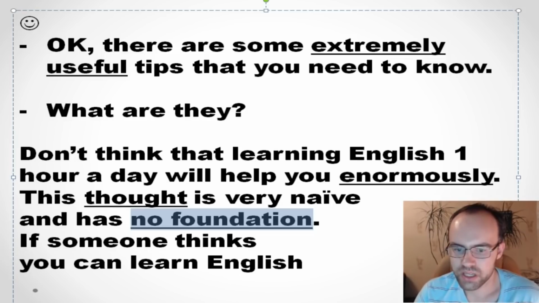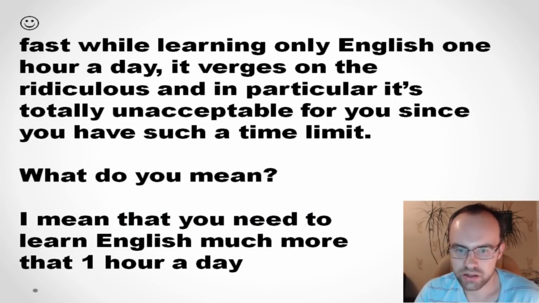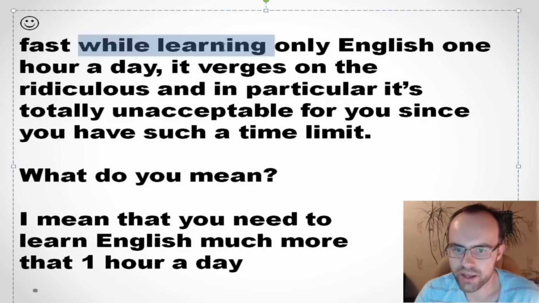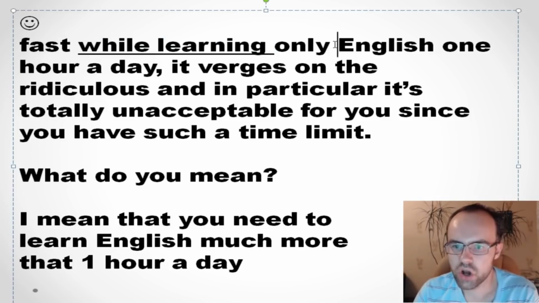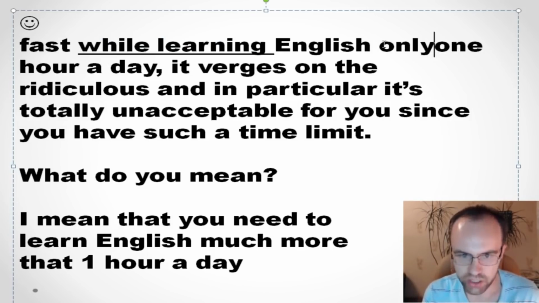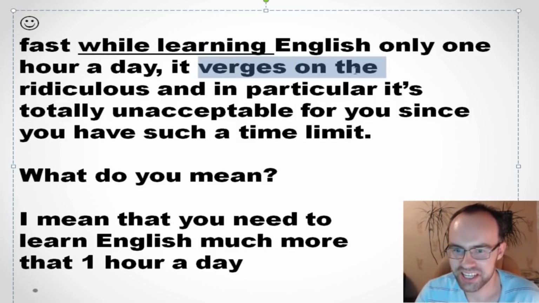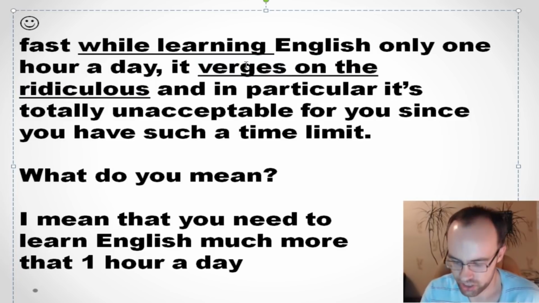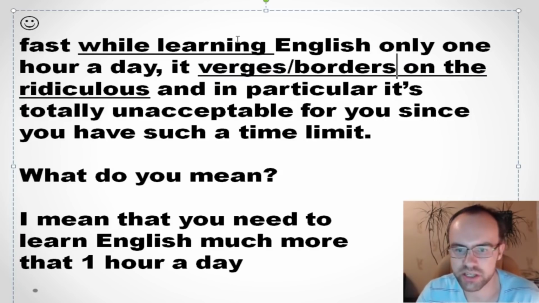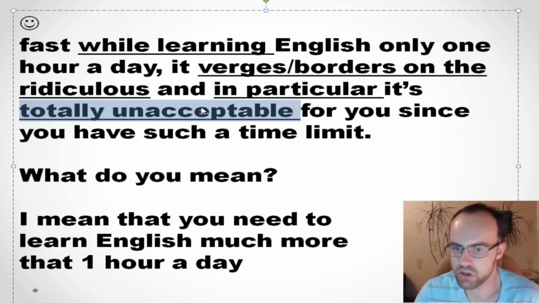If someone thinks you can learn English fast when you learn English only 1 hour a day, it verges on the ridiculous. It's a nice phrase, you can say it verges on the ridiculous, or it borders on the ridiculous. It means that it's ridiculous, it's absurd, it's very naive, it's not true, it's impossible. And in particular means in your case, in your situation, it's totally unacceptable. It means that you can't accept it, so it isn't good for you at all.